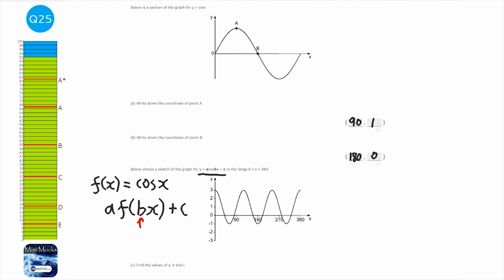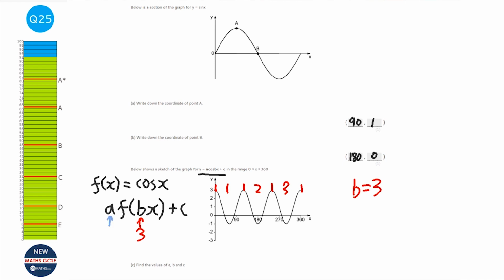So let's have a look at what we've got. A normal sine curve would start here and end at this point here. But we've got not just one of them, we've got 3 of them between 0 and 360. So we've got 1, 2, 3. That means that b is squishing in 3. So b equals 3.